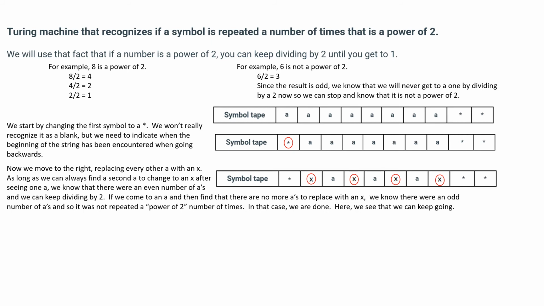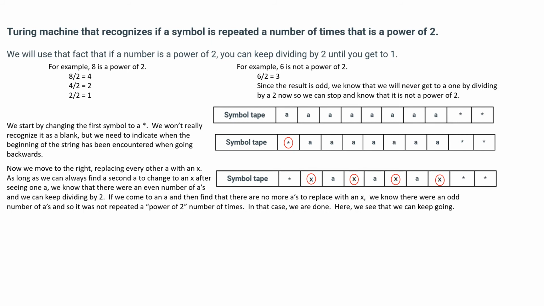If we come to an A and then find there's no more A's to replace with an X, then we know there was an odd number of A's, and so it was not repeated a power of 2, because we've come to this odd number, like we did the 3 above, that could never be divided by 2 and result in a 1. Okay, so basically we mark off every other A, turn it into an X.